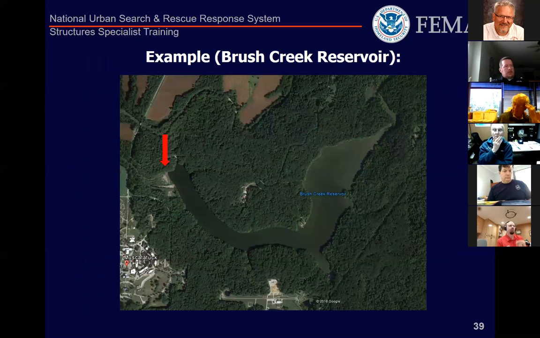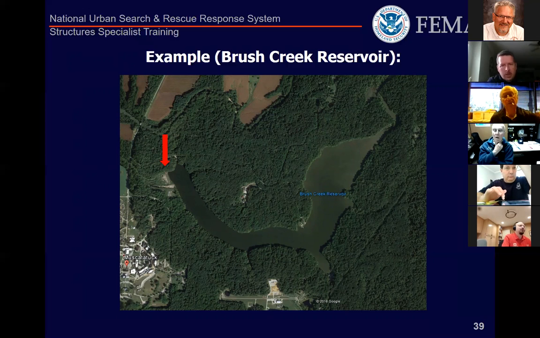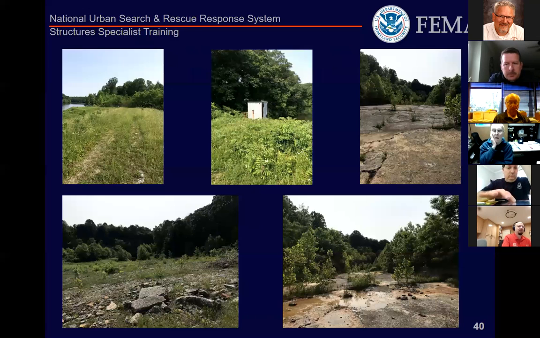I want to show an example here. Some of you may be familiar with the Muscatatuck training area. It's a really cool site. They actually have their own reservoir just northeast of the training site. While we were out there last year, we sent a couple of structure specialists to evaluate the dam shown where the red arrow is. I want y'all to take a second and see if you can figure out what these pictures are on the next slide.